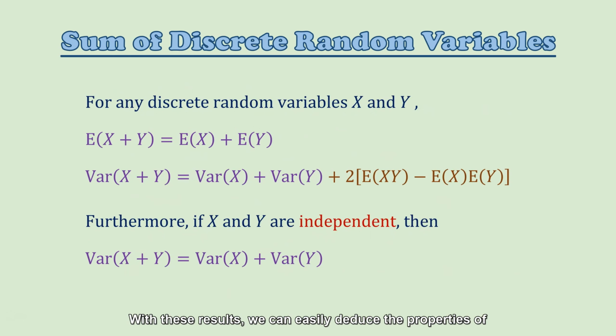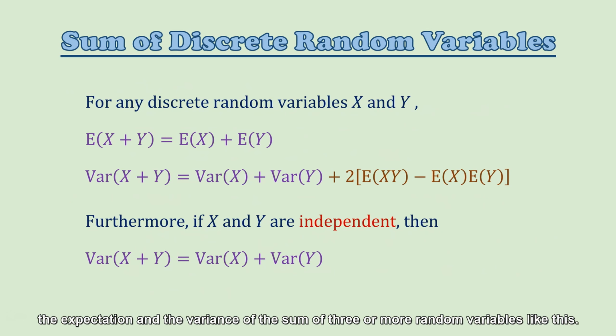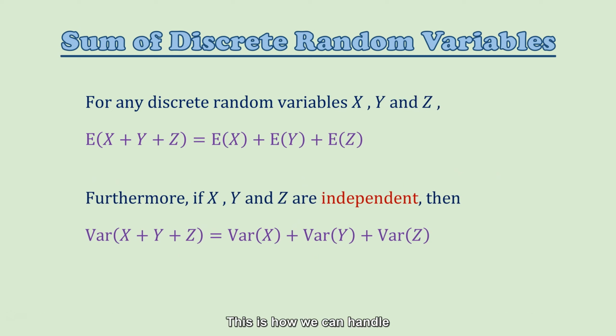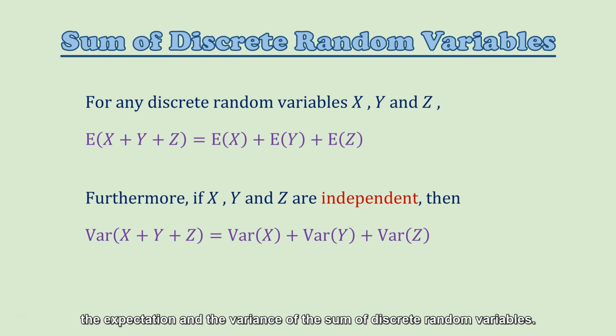With these results, we can easily deduce the properties of the expectation and the variance of the sum of 3 or more random variables like this. This is how we can handle the expectation and the variance of the sum of discrete random variables.